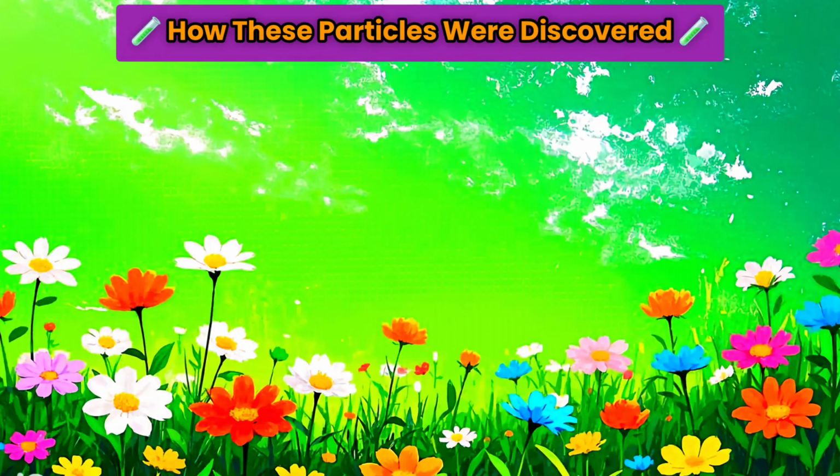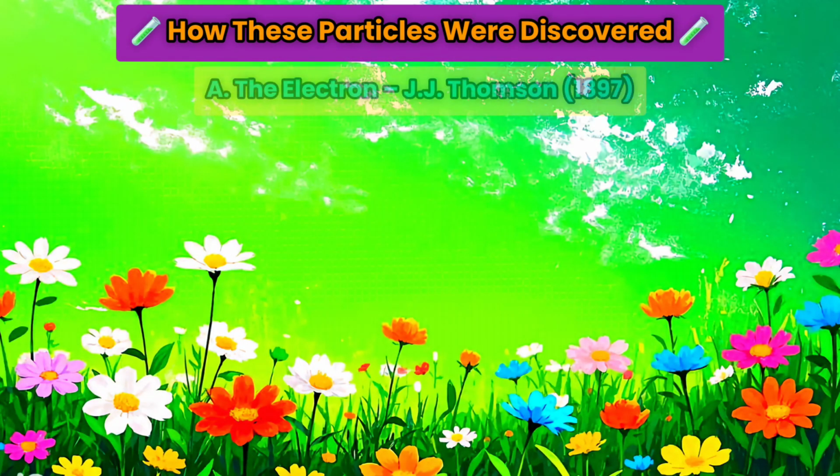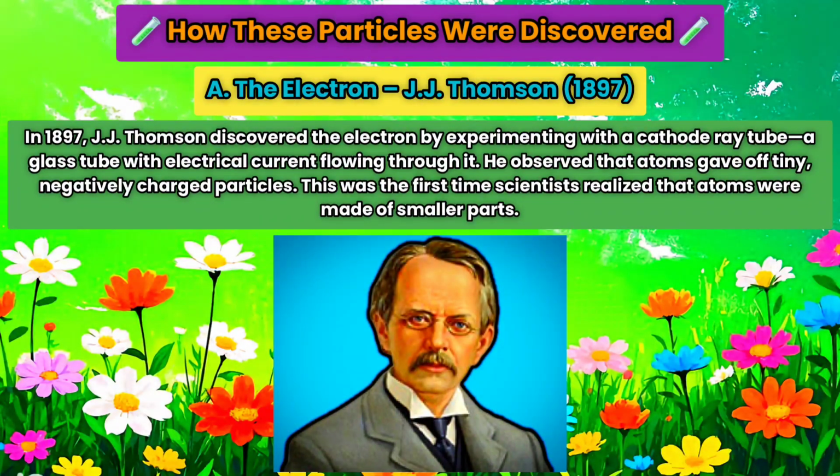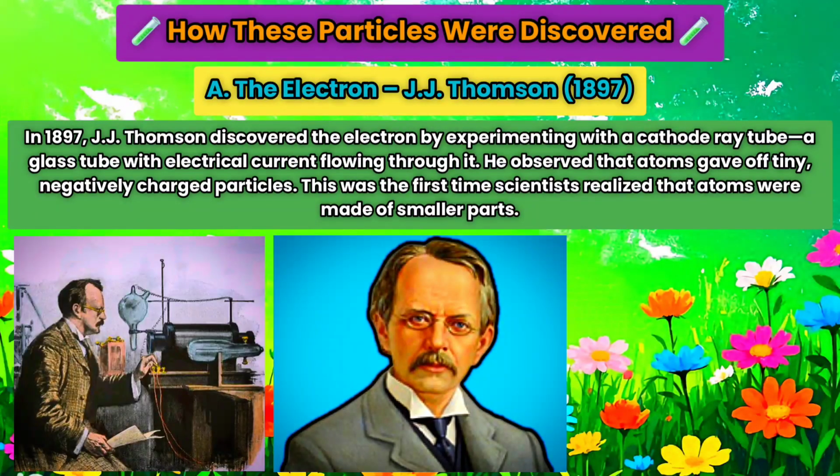How these particles were discovered. The Electron by J. J. Thomson, 1897. In 1897, J. J. Thomson discovered the electron by experimenting with a cathode ray tube, a glass tube with electrical current flowing through it.